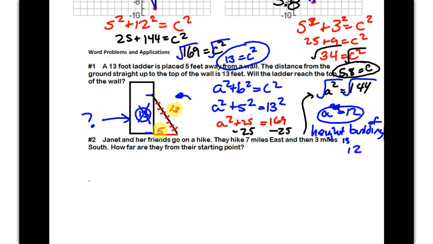So let's go back and see if we can answer this question. It says, will the ladder reach the top of the wall? I should have actually drawn this picture a little differently, sorry. So let's say the building ends there. The top of the wall is 13 feet. But this distance here, if I clean this up a little bit, this distance we've just figured out is 12. So the ladder is only going to go up 12 feet high, but the wall is 13 feet. So no, the ladder will not reach.